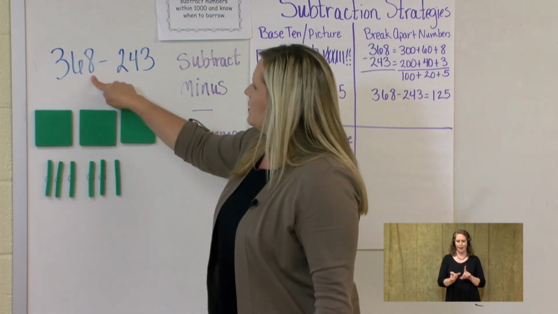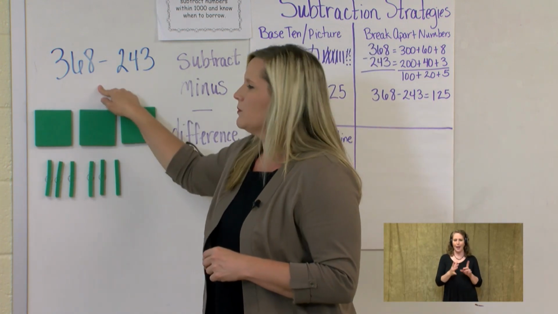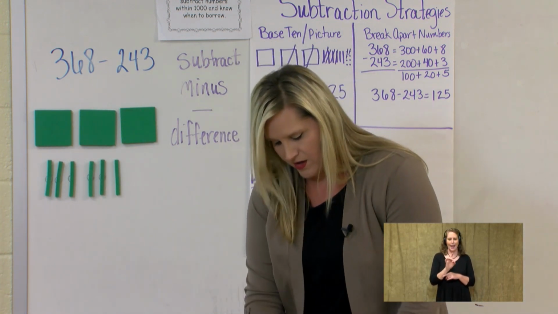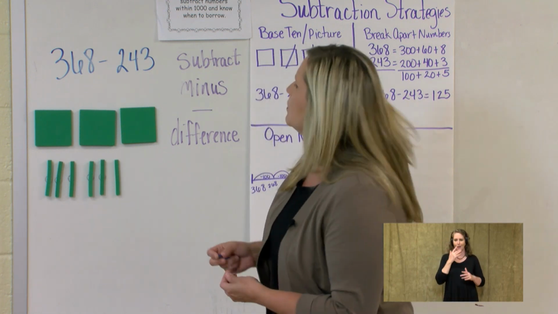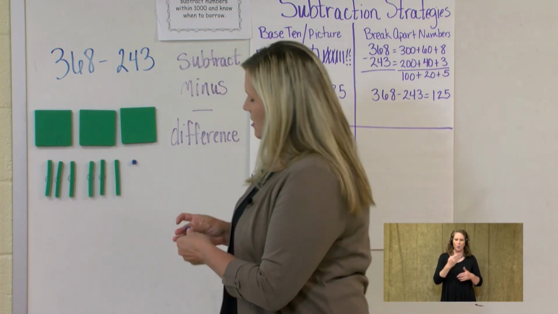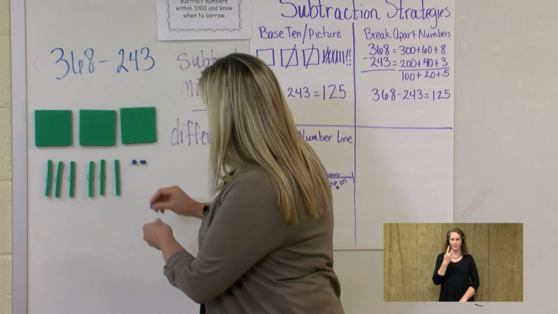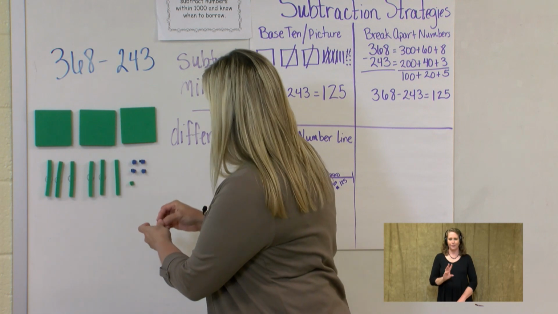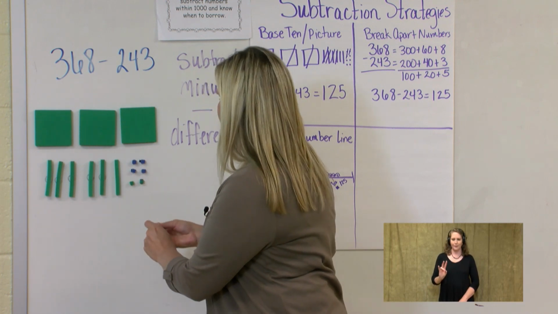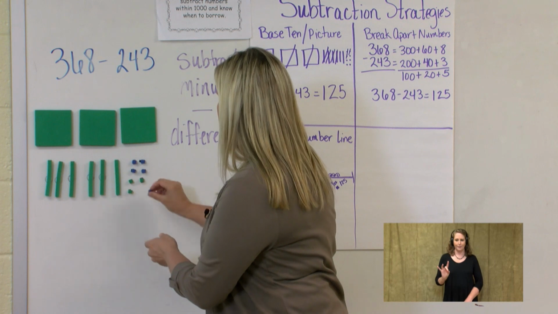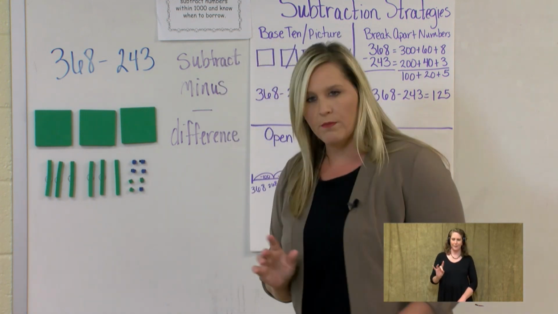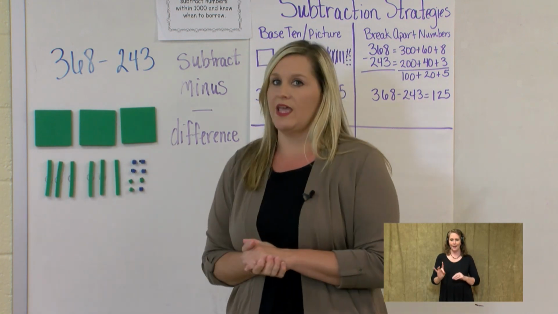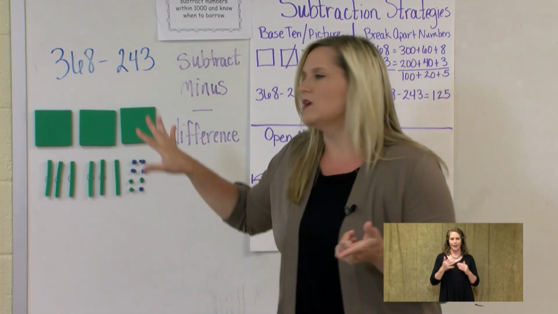And then we get to our ones place. How many ones do we need to build that number 368? That's right, we need 8 ones. All right, so I've got some different colored ones today. I have some blue ones and some green ones. So 1, 2, 3, 4, 5, 6, 7, and 8. All right, so I have built my first number, my bigger number. I have 368.